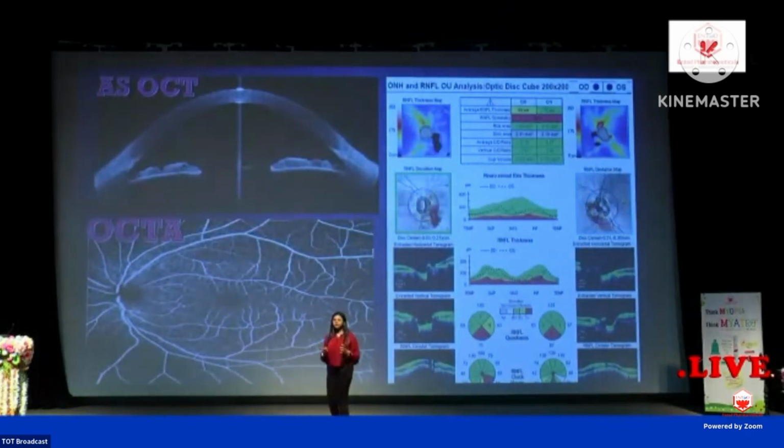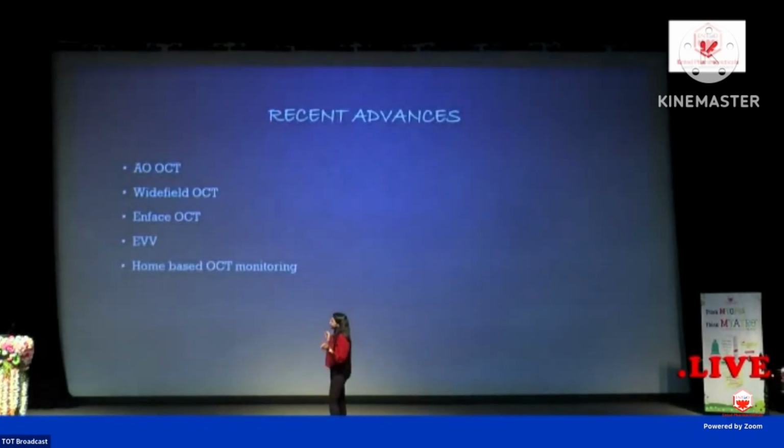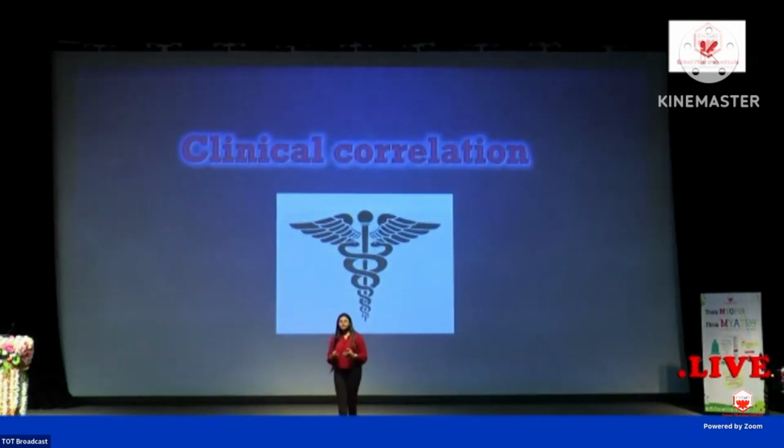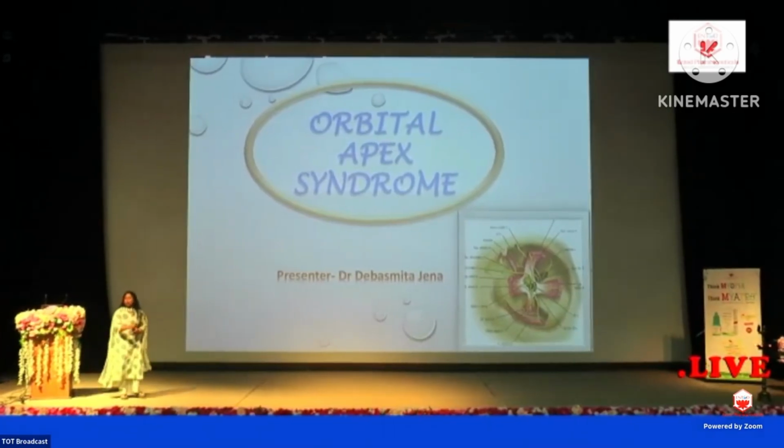Other uses of OCT are anterior segment OCT, OCTA, and also pre-perimetric and post-perimetric evaluation in glaucoma, to see how much of the RNFL is lost or left. Recent advances are AO-OCT, home-based OCT monitoring, and en-face OCT. So my take-home message is that your OCT diagnosis is insufficient and incomplete without taking a proper history and without proper clinical examination. Thank you.